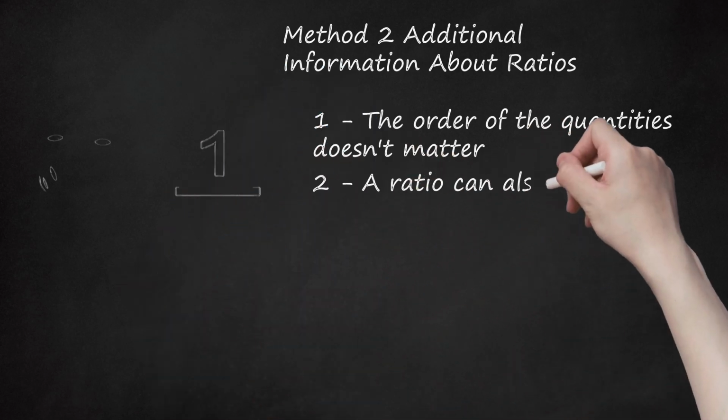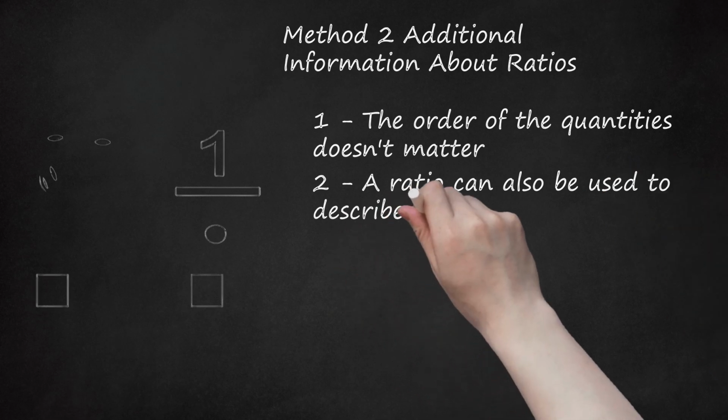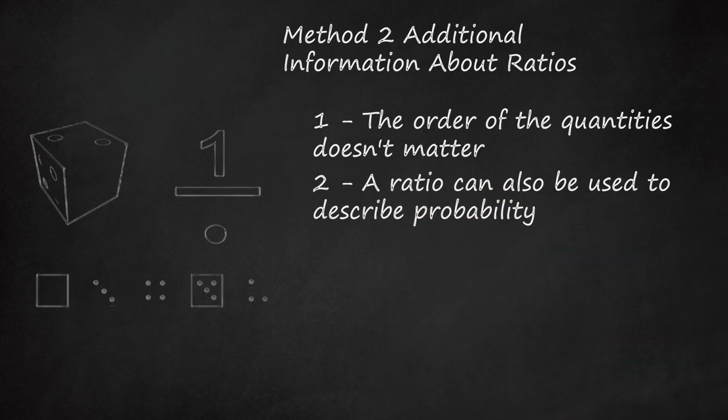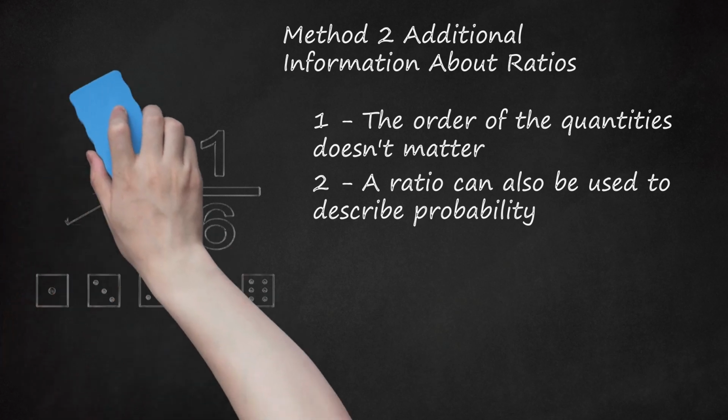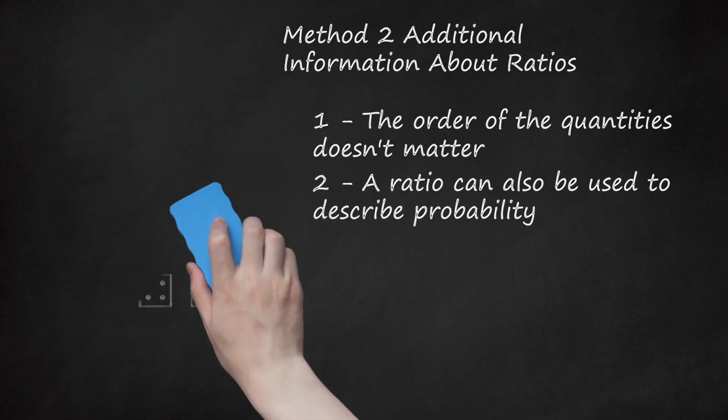2. A ratio can also be used to describe probability. For example, the probability of rolling a 2 on a die is 1 to 6, or 1 out of 6. Note, if you're using a ratio to denote probability, then the order of quantities does matter.